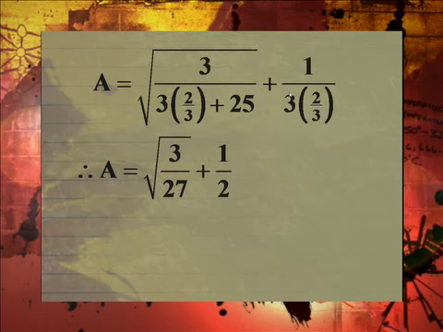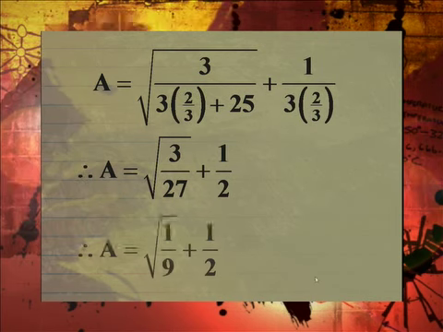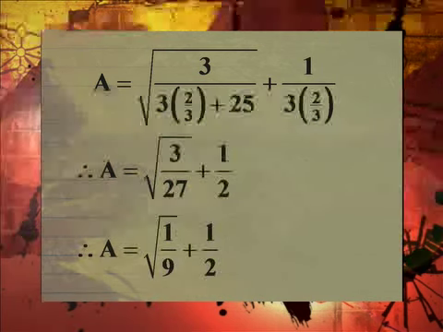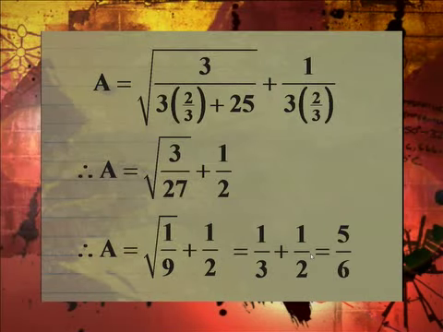The whole thing here gives you 3 over 27, and you have this half. This half comes from here. 3 will cancel 3. You have 1 over 2. And then you have square root of 1 over 9 plus a half, which is 1 over 3 plus a half, which is 5 over 6. Now we say, yes, it is rational, because the question says, show that it's rational. You have to show your mathematical steps, which we did.